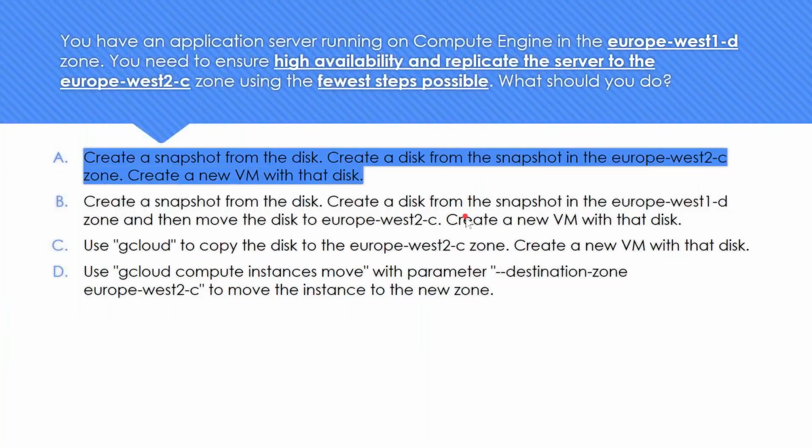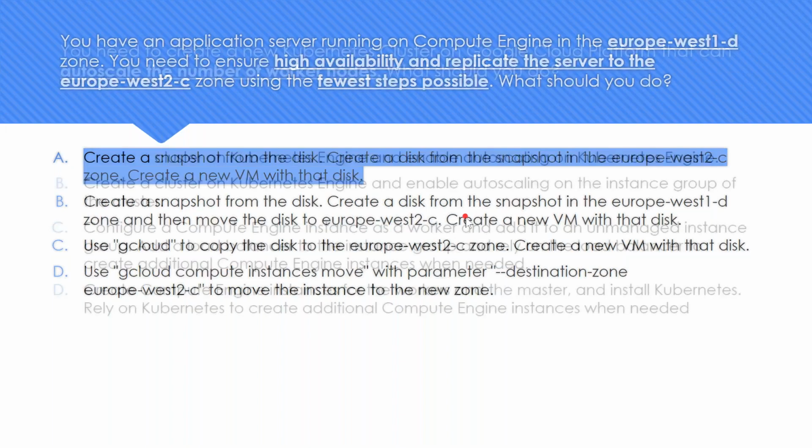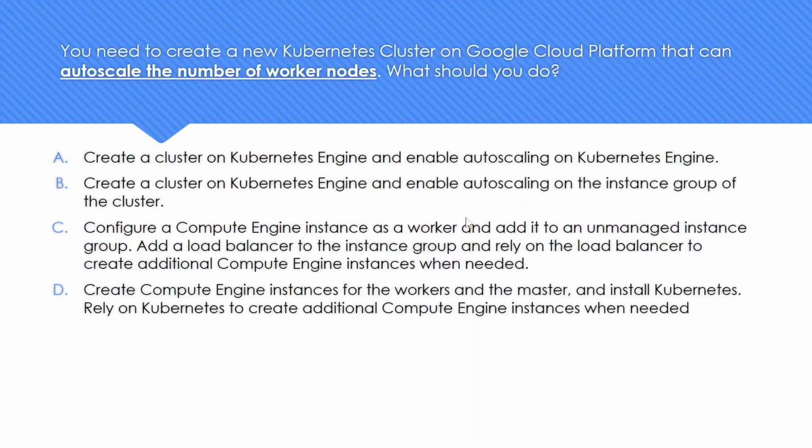Now let's go to the next question, folks. You need to create a Kubernetes cluster on GCP that can auto scale the number of worker nodes. What should you do? You may get such very basic questions. I'm not going to give you 2 minutes for this. A minute is enough for this kind of question. Auto scale the number of worker nodes.